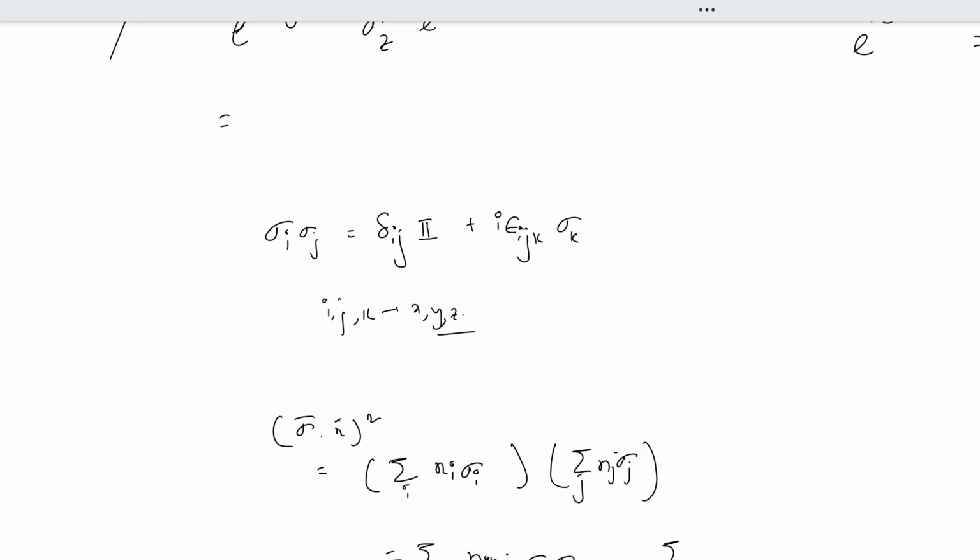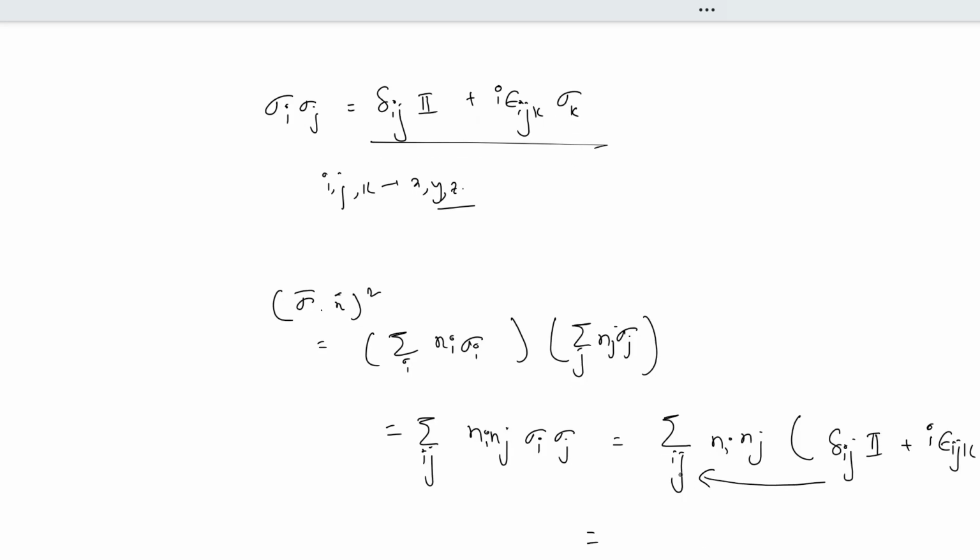So here you have sum over i j, n_i n_j, and then sigma_i sigma_j, and from here you can replace that this is equal to delta_ij I plus i epsilon_ijk sigma_k, right? Now if you take that delta_ij under this sum, you suppress one sum, you get i equal to j, so n_i squared, and then delta_ij is 1, times I, which is the identity matrix, plus i, which is not the index i, this is the imaginary i, and then summation over epsilon_ijk sigma_k.